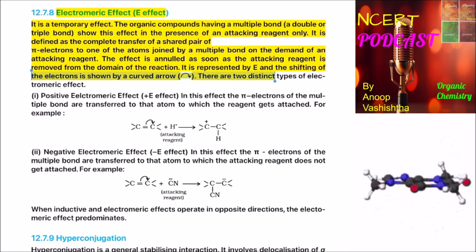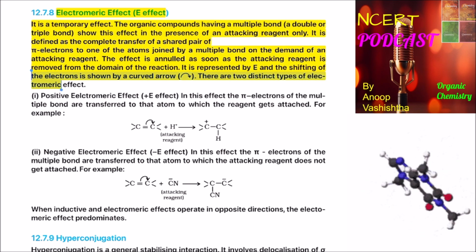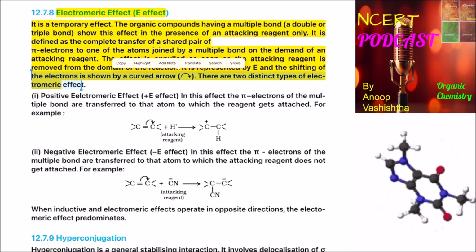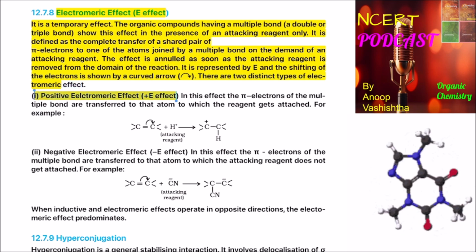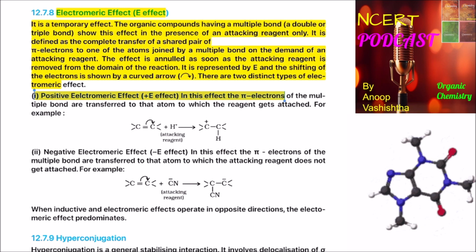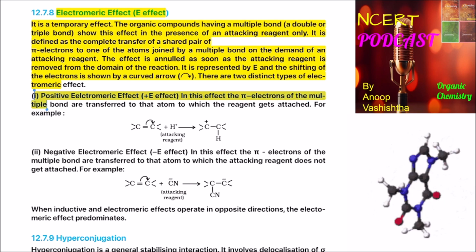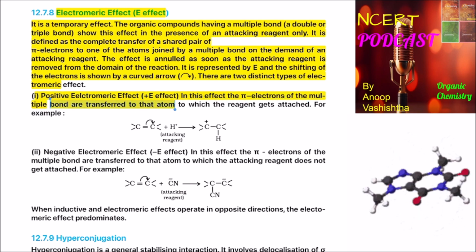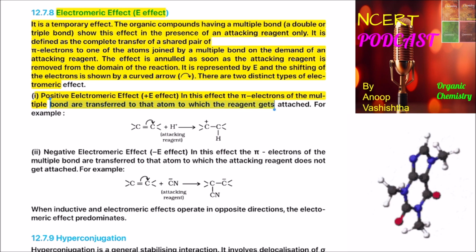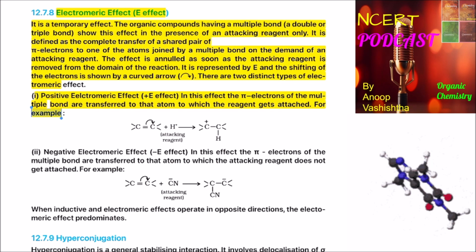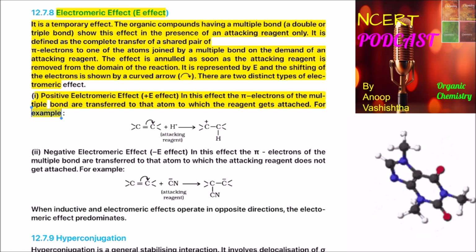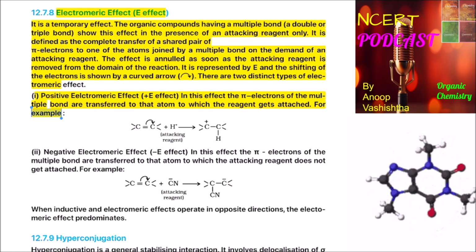There are two distinct types of electromeric effect. Positive electromeric effect, plus E effect. In this effect, the pi electrons of the multiple bond are transferred to that atom to which the reagent gets attached. For example, C=C + H+ gives us C+-CH.